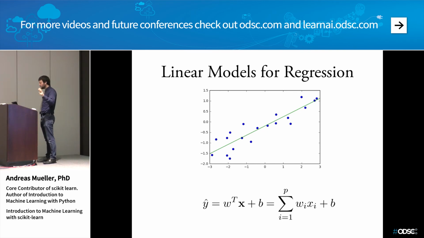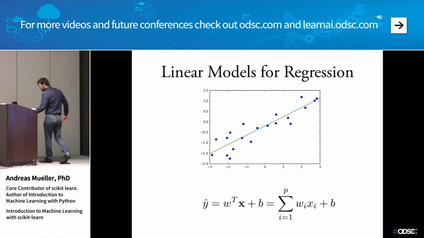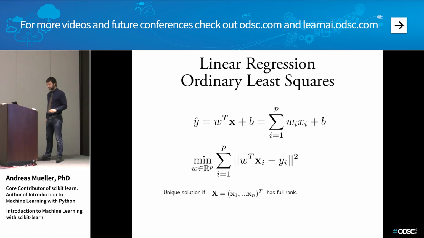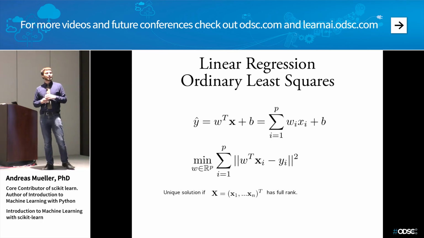In 1 dimension you have 2 parameters. In 2 dimensions you have 3 parameters, and so on. The goal is now to fit these parameters so as to fit the training set best. The simplest way to do this is with ordinary least squares.